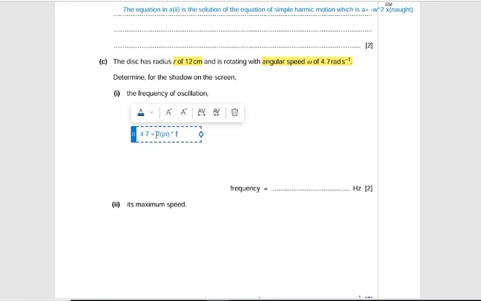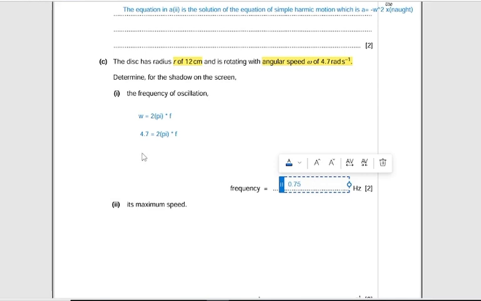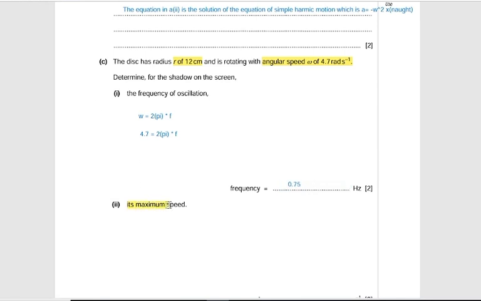When you plug in this value in the calculator, you get 0.75 as your answer, which is our final value. And then you have its maximum speed. For the maximum speed, we will be using v is equal to r omega, which is one of the formulas for circular motion. v is equal to r omega.